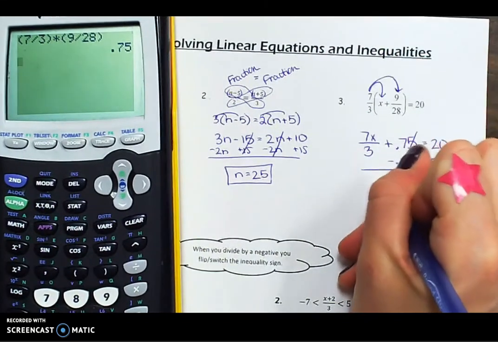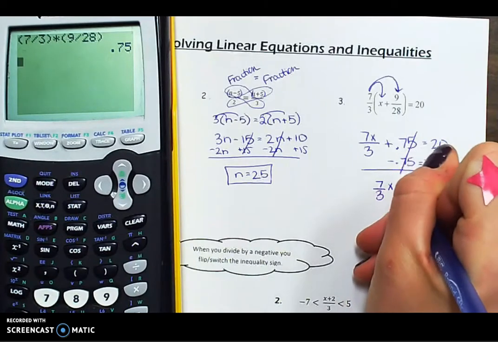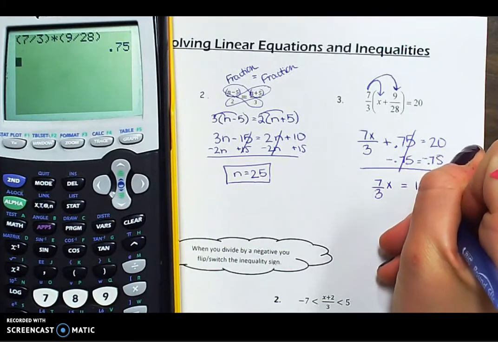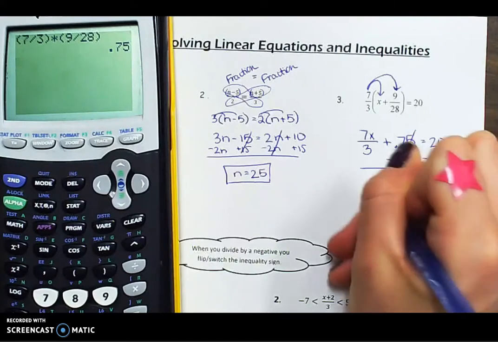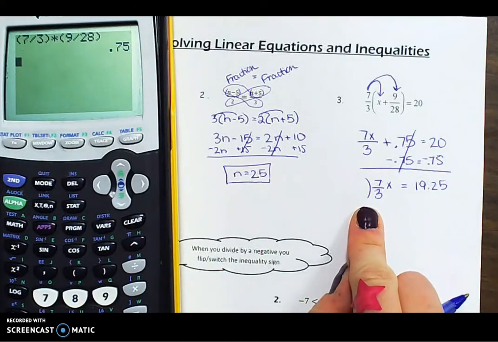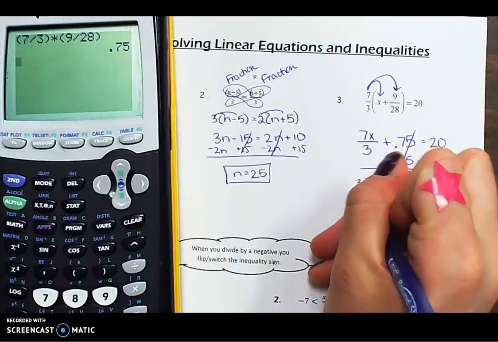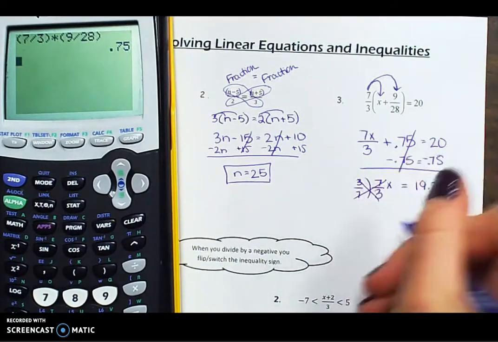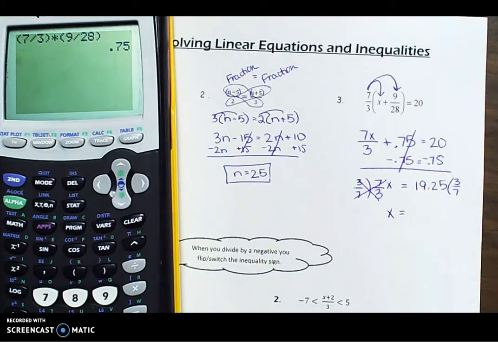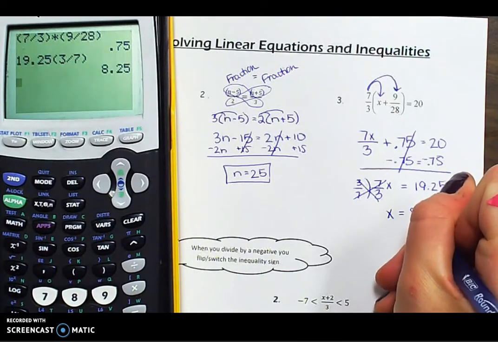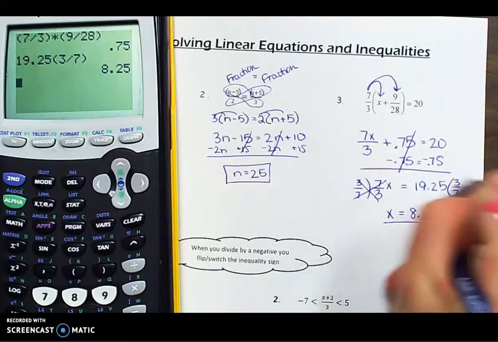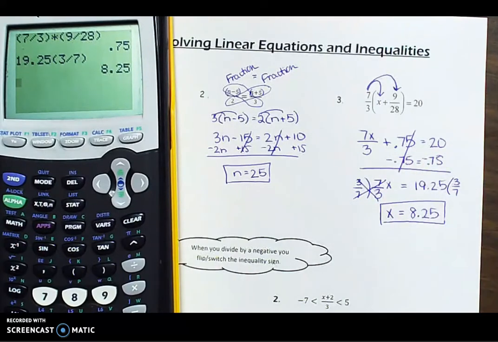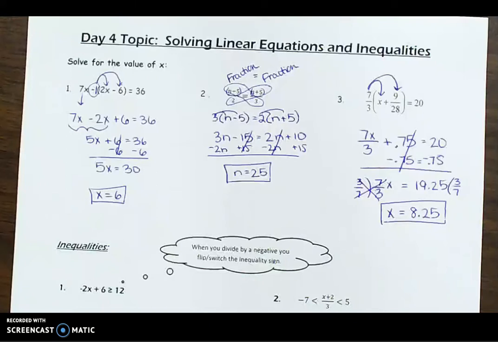All right, so we get 7 over 3x equals 19.25. Now, to get rid of the fraction, we're going to multiply by the reciprocal. So the 3's cancel, the 7's cancel, we get x is equal to 19.25 times 3 divided by 7, and our final answer is 8.25, and we have our solution. Okay, so that's solving linear equations.